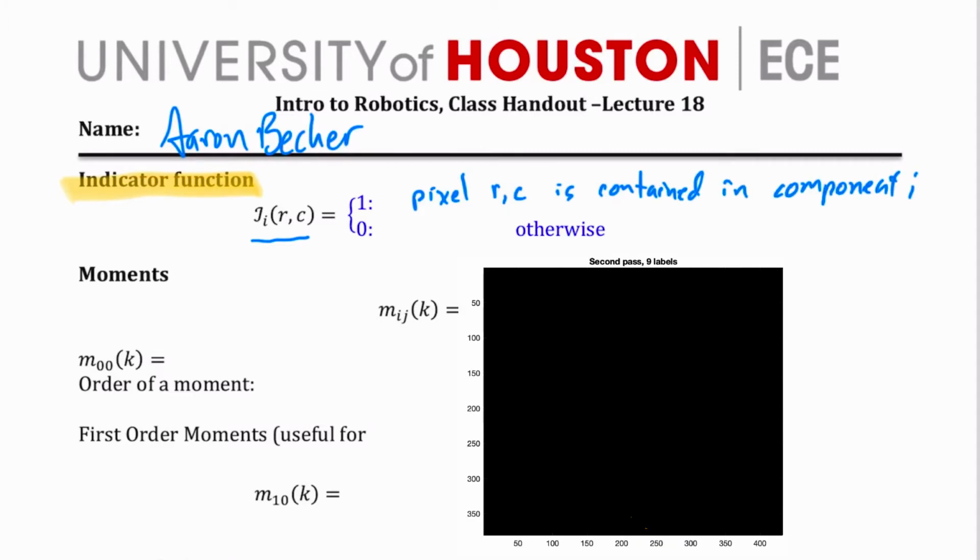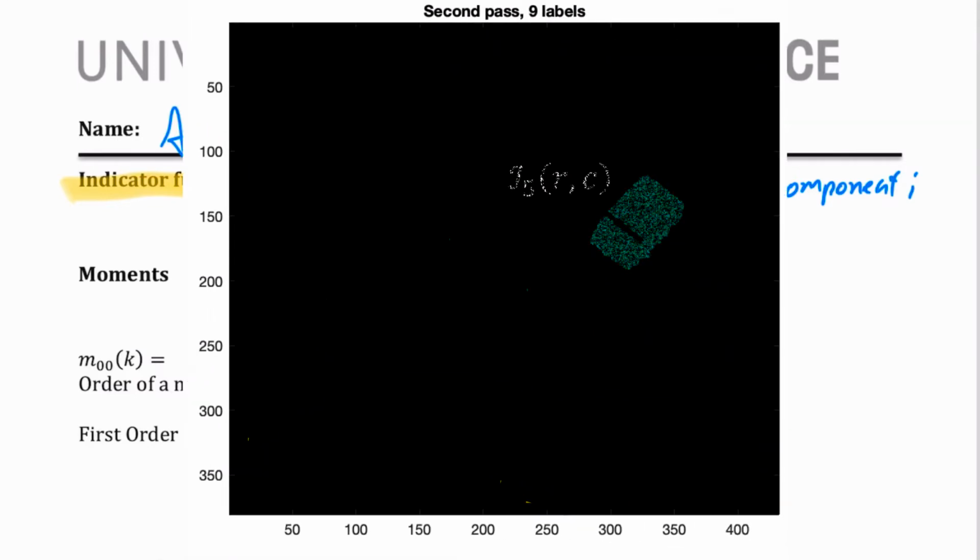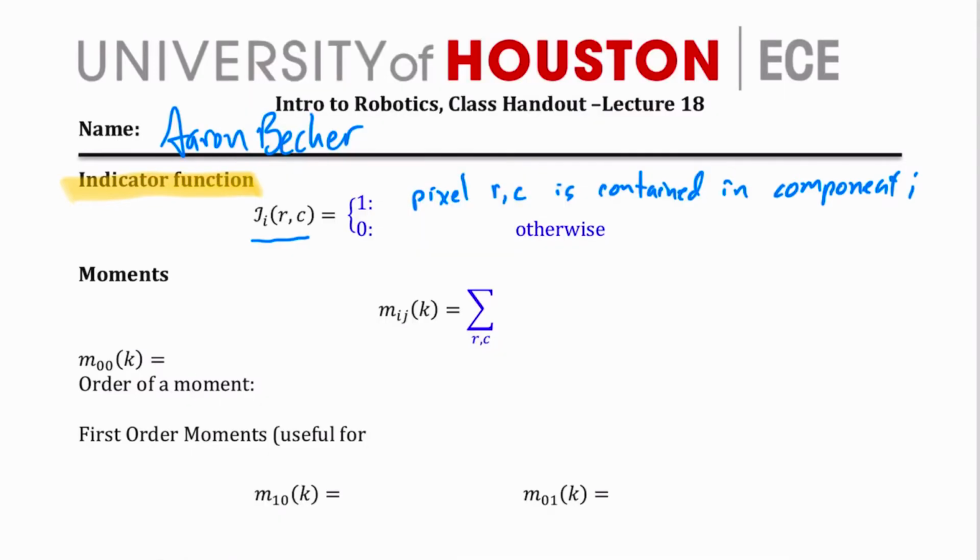And otherwise, we're going to set this to be 0. Very quickly, we can use this then to highlight only one component at a time. The next concept that we need is the concept of moment. And moments are statistics of our object.